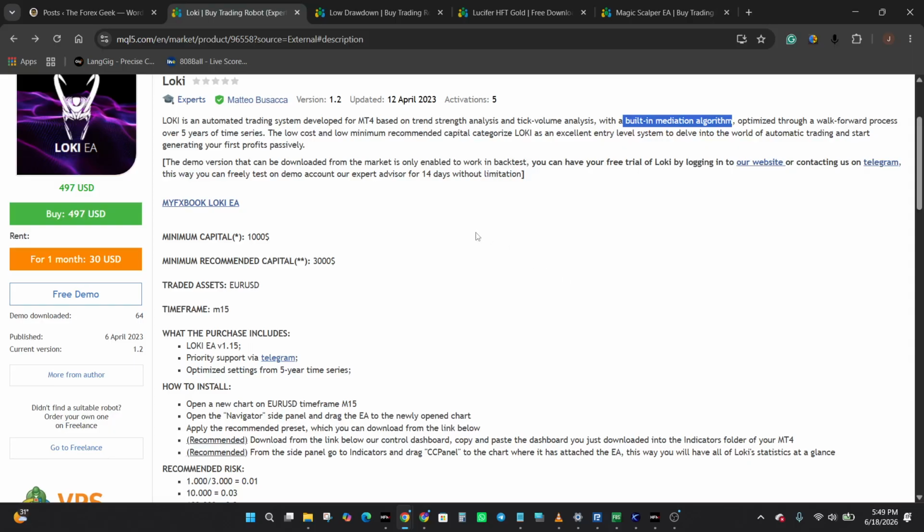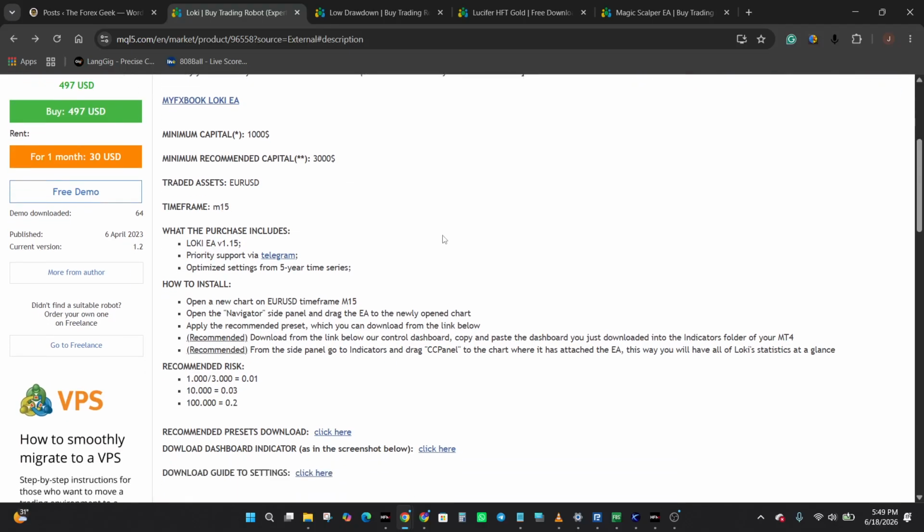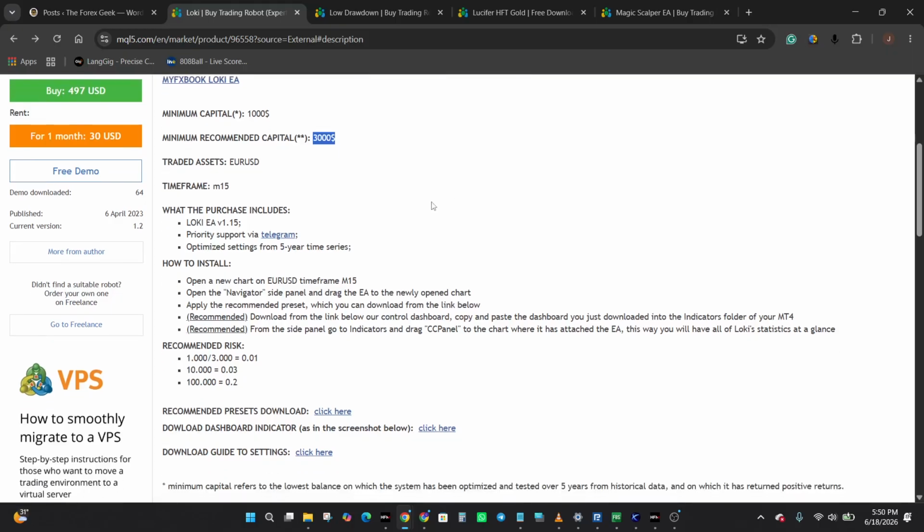Further down the page, the developer provides some important operating requirements. Loki is designed specifically for Euro USD on the M15 time frame, so that is the environment the developer recommends using. The minimum capital mentioned is $1,000, while the recommended capital is $3,000 for more comfortable risk exposure. The purchase package includes the Loki EA itself, priority Telegram support, and optimized settings derived from the developer's 5-year testing process.